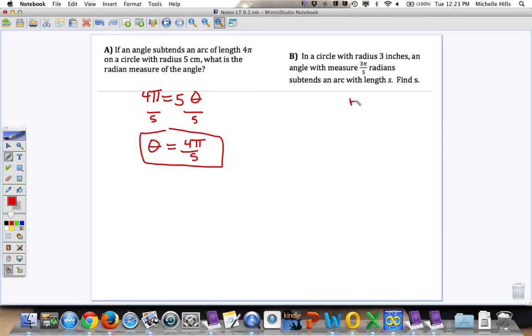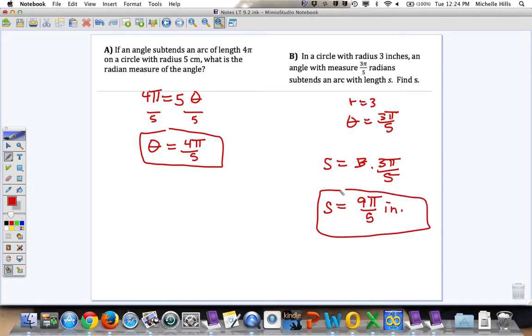So they tell me the radius is 3 inches, and theta, the angle measure, is 3 pi over 5 radians, and it wants me to find the length of the arc that this angle subtends, which again means is opposite to. So S equals r times theta, or theta times r, sorry. So 3 times 3 pi over 5. So the length of the arc is equal to 9 pi over 5, and the length of an arc is measured in inches or centimeters, and they did put units in here, so inches.